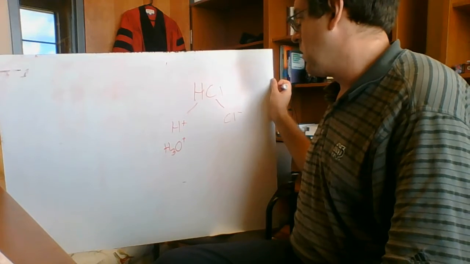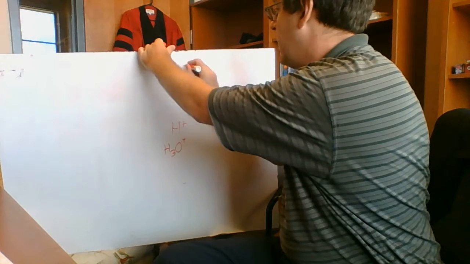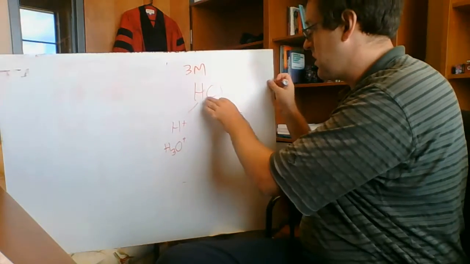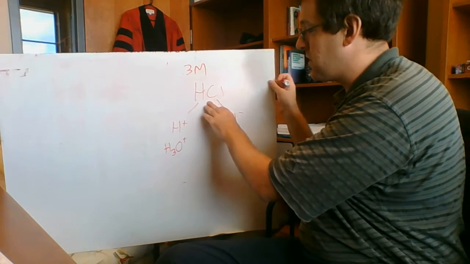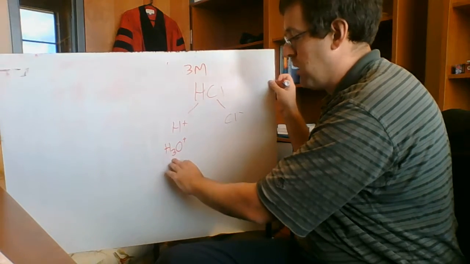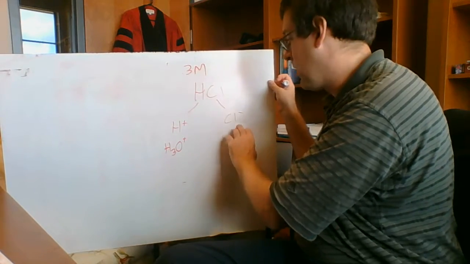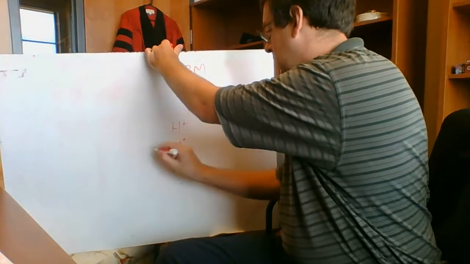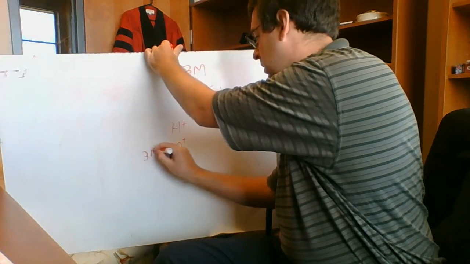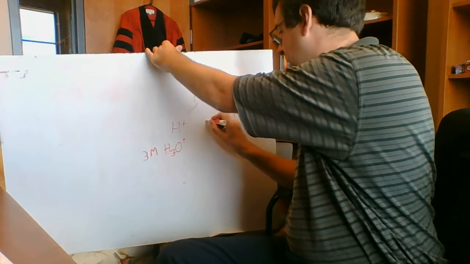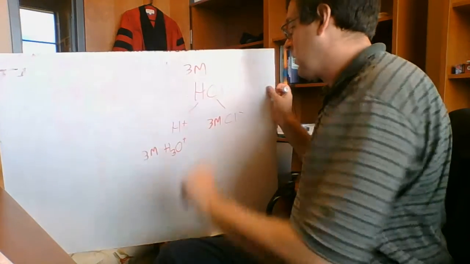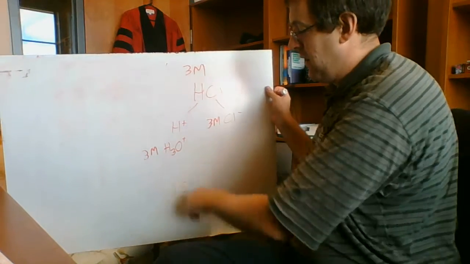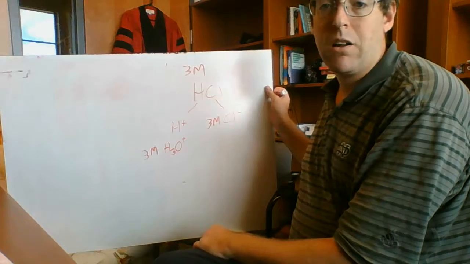So let's just say we have 3 molar HCl. Each molecule of HCl is going to give us 1 molecule of hydronium ion and 1 molecule of chloride. So that means we're going to have 3 molar hydronium ion and 3 molar chloride in this case. Hopefully, you guys know how to proceed from here.